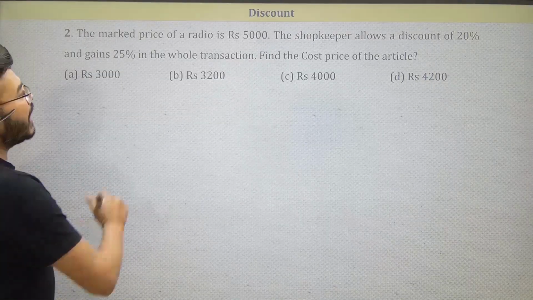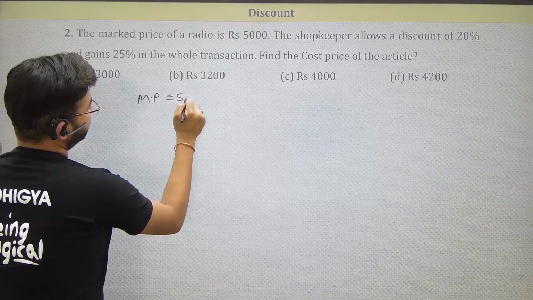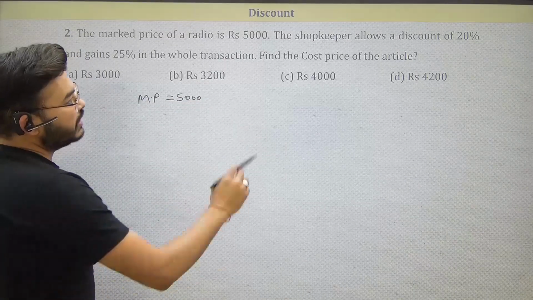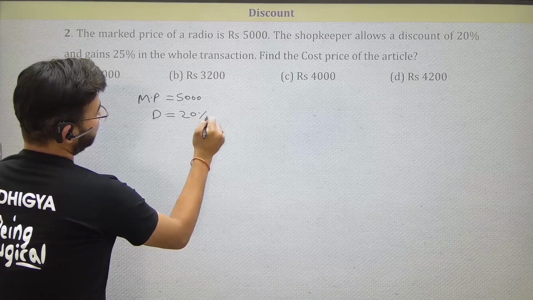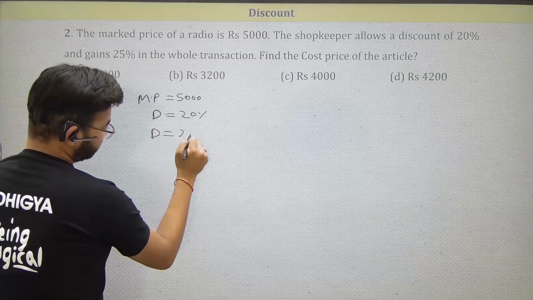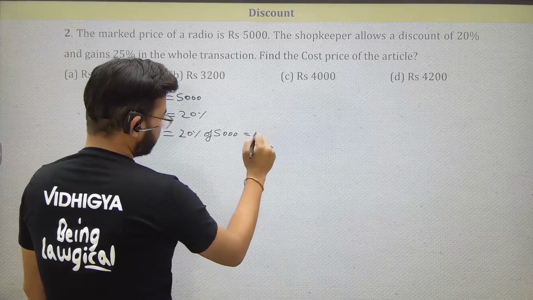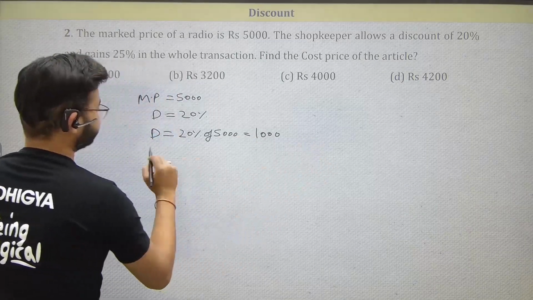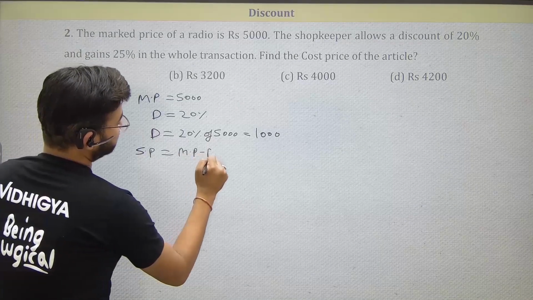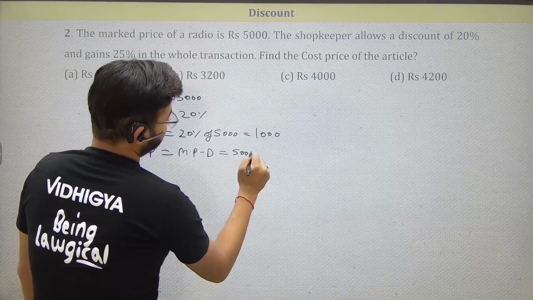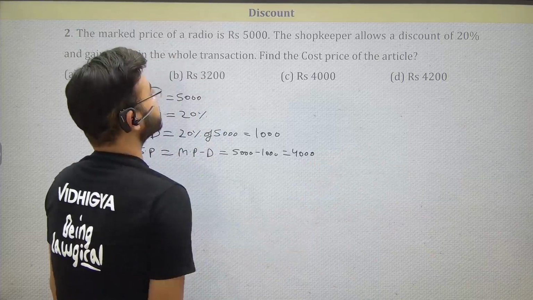Next, the mark price of a radio is 5,000. So mark price is given as 5,000. He allows a discount of 20%. So value of discount will be 20% of 5,000. So that will be equal to 1,000 rupees. So selling price will be mark price minus the discount. So that is equal to 5,000 minus 1,000, which is equal to 4,000 rupees.